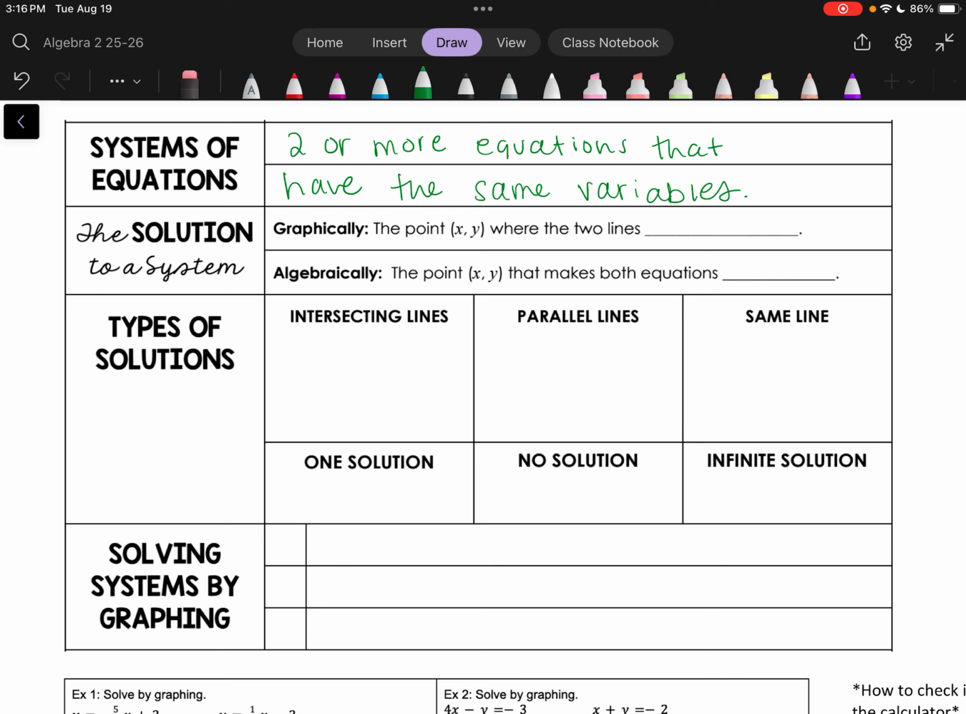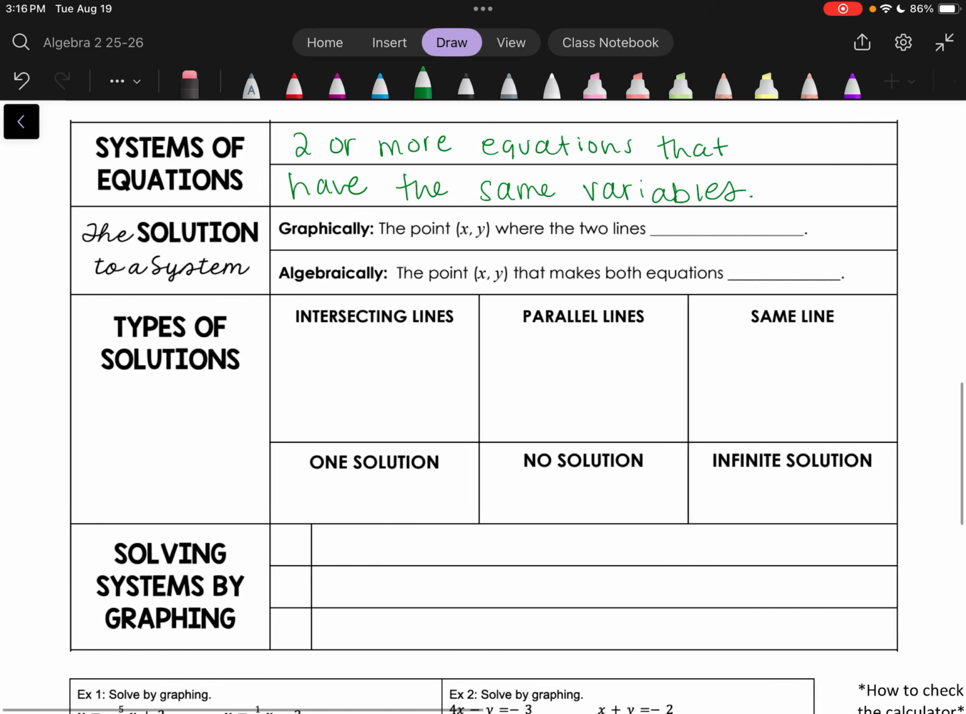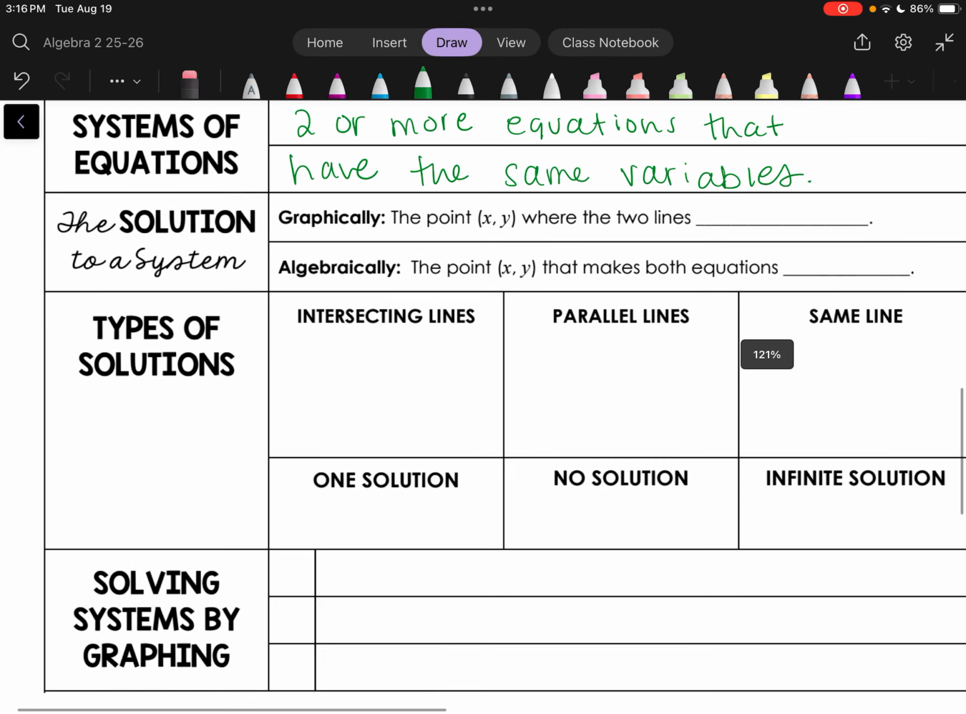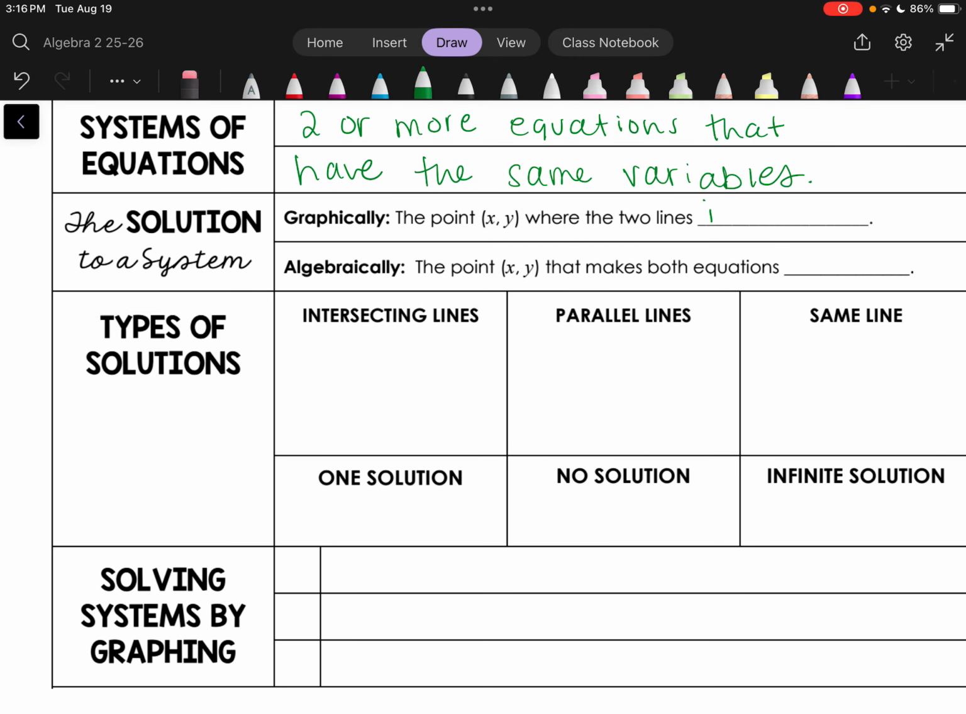Okay, so when you're looking at the graph, the point x, y is where the two lines intersect. So that will be the solution. So you'll look for the intersection point and then identify it as an ordered pair x comma y. Algebraically, it's the point x, y that makes both equations true.